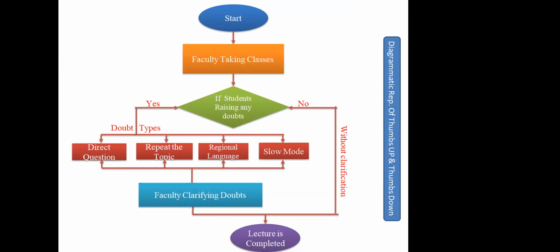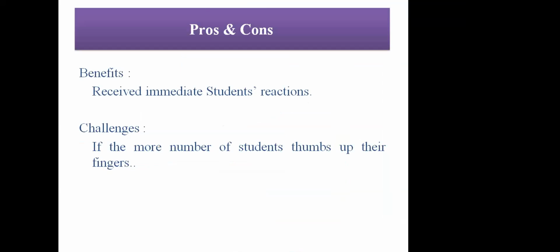Okay. Then come to the pros and cons of the thumbs up and thumbs down method. Here, the benefit is receiving immediate student reactions. The faculty members can immediately receive the students' response. And the challenge is, suppose at the same time more students thumbs up their finger at the moment the faculty member faces some problem. That's the only drawback available.